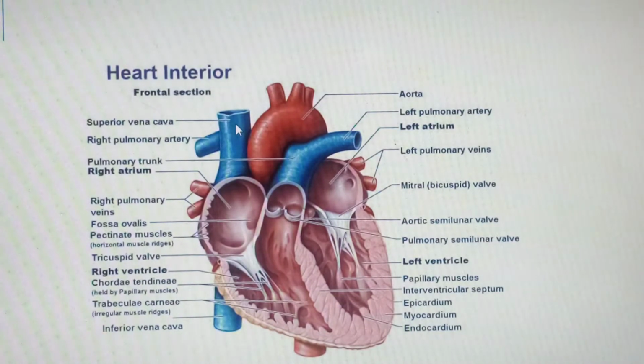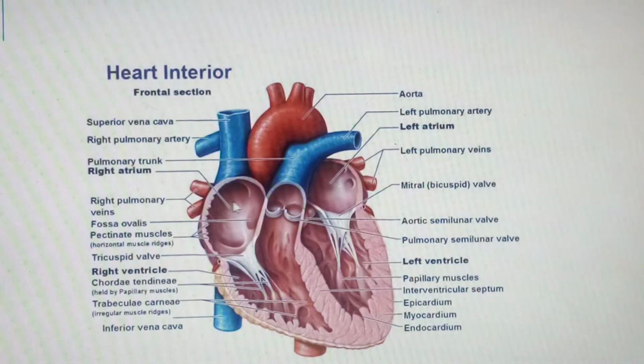So deoxygenated blood or oxygen poor blood from the head regions, or those areas found above the diaphragm, will get into the right atrium of the heart via the superior vena cava. And from the leg regions, or regions below the diaphragm, the deoxygenated blood will get into the right atrium of the heart via the inferior vena cava. We said that the right atrium relaxes to receive the blood, and then pumps it into the next chamber, which is the right ventricle.